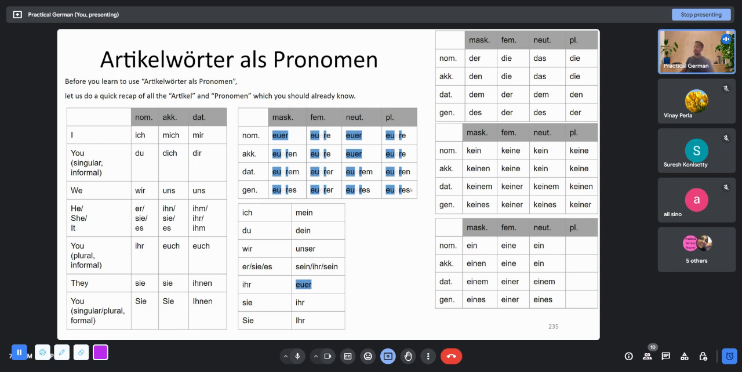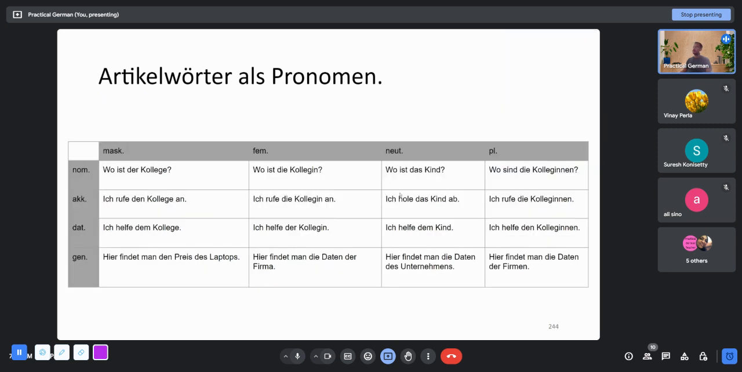Again, here you have to be careful. It's eurer. Okay, apologies for this mistake. It should be eurer. Okay, feminine and plural, genitive case. It's eurer and eurer. Any questions? Okay.